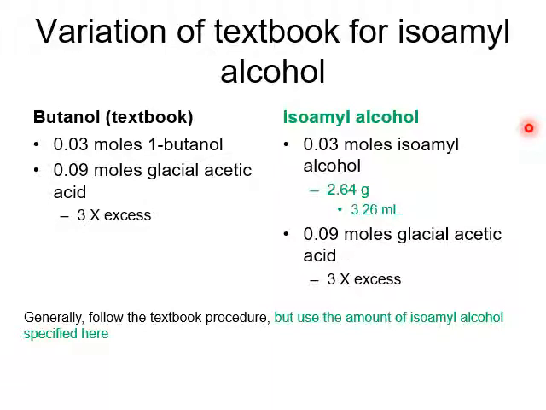The experiment we're going to do today is different from the procedure you can see in your textbook. We're going to use isoamyl alcohol and glacial acetic acid. However, in your textbook, they suggest using 1-butanol. Here we're going to use 3 times more of the acetic acid, as I mentioned, based on Le Chatelier's principle.